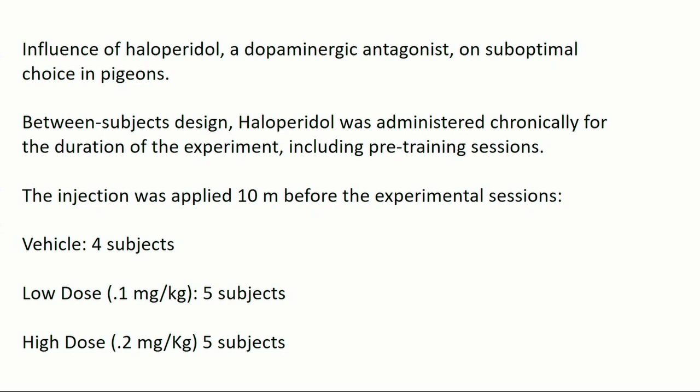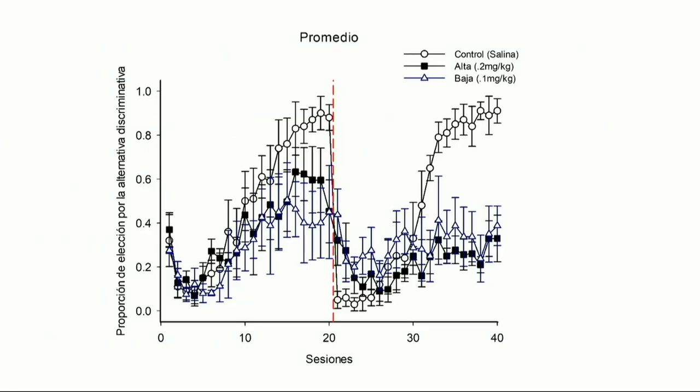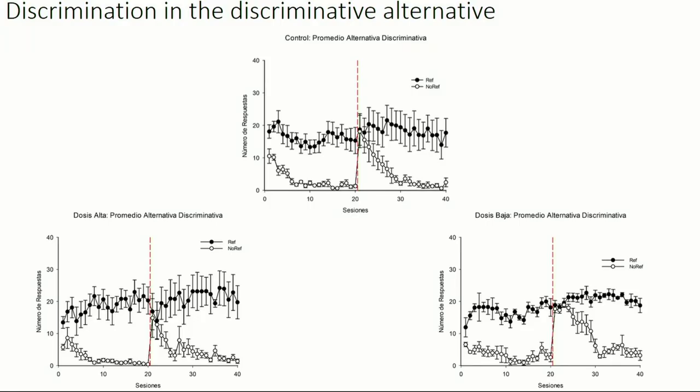This is the design: 5 subjects in each group, 3 doses of haloperidol. We found that the control subjects had the typical high levels of suboptimal behavior, while the treated groups had lower levels of suboptimal behavior. The discrimination about the stimuli in the discriminative alternative was not affected. These are data from the control group, the low dose group, and the high dose group.